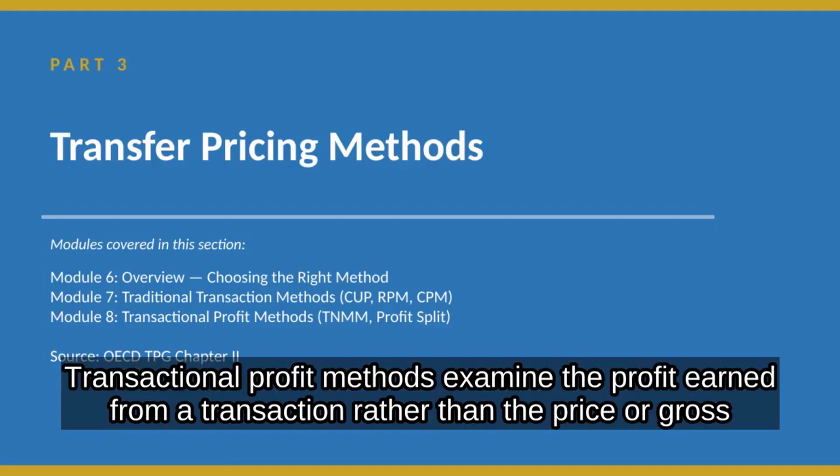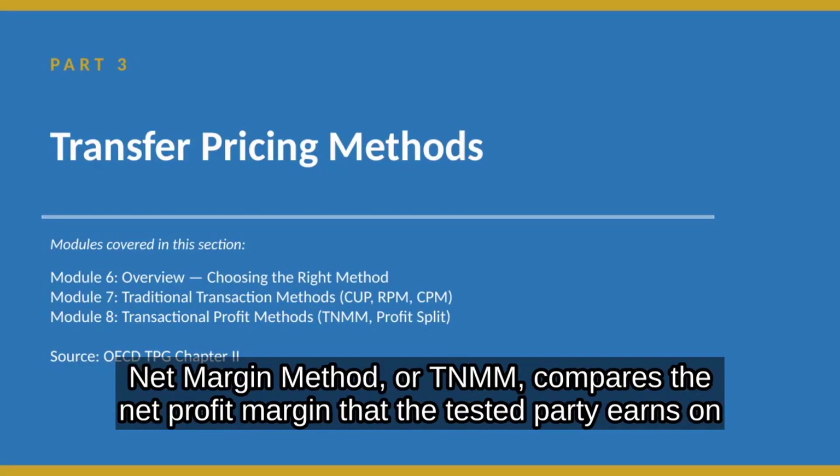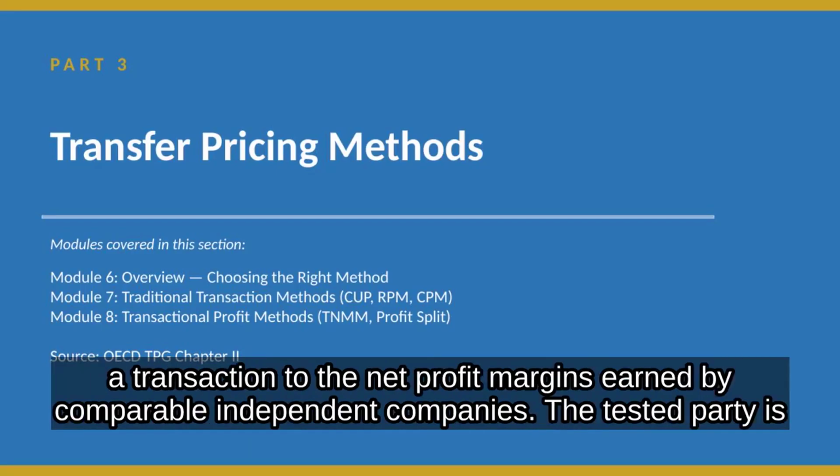Transactional profit methods examine the profit earned from a transaction rather than the price or gross margin. They make up the vast majority of transfer pricing analyses done in practice. The transactional net margin method, or TNMM, compares the net profit margin that the tested party earns on a transaction to the net profit margins earned by comparable independent companies.